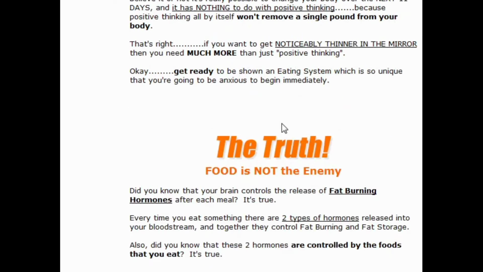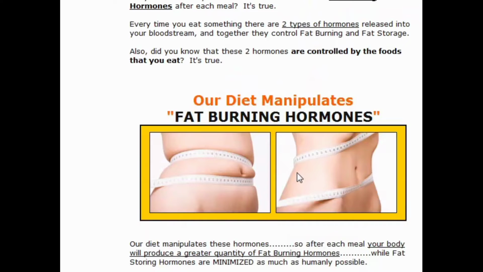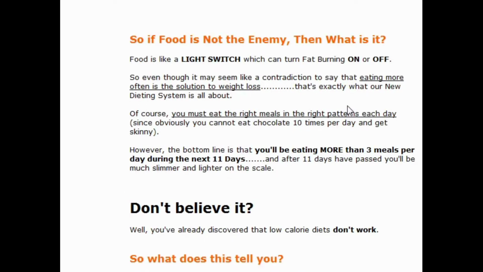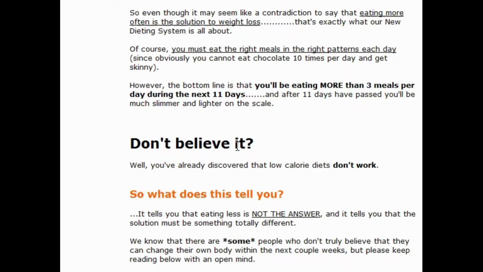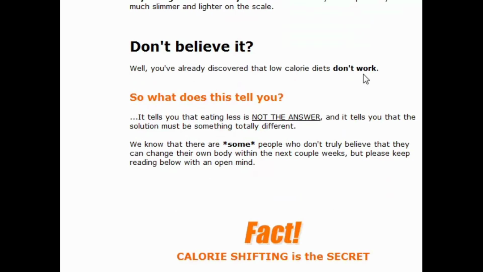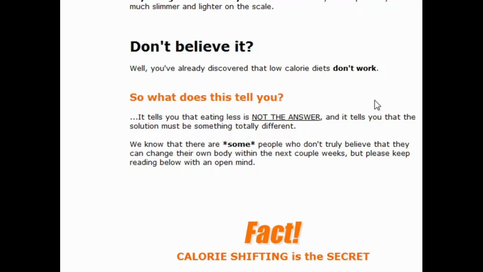So, what if we could show you this? The true food is not the enemy. Hey, this is the magic bullet. You can eat as much as you want and you'll still get skinny. Okay. And they come into this suspend disbelief stuff. Don't believe it. Well, you've already discovered this doesn't work because you're here. All right. You're here. Fat loss diets don't work because you're here. You've come here. So obviously you're looking for a solution.